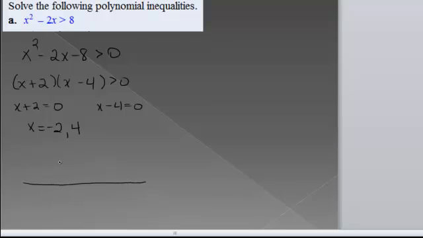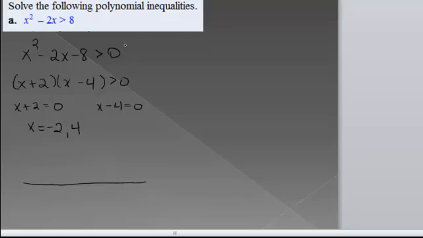The next thing that we want to do is completely factor it. So factors of -8 that add up to -2 will be -4 and 2. Go ahead and set each of those equal to 0 and solve. So we have x equals -2 and x equals 4. These are the points that are going to be our boundaries.